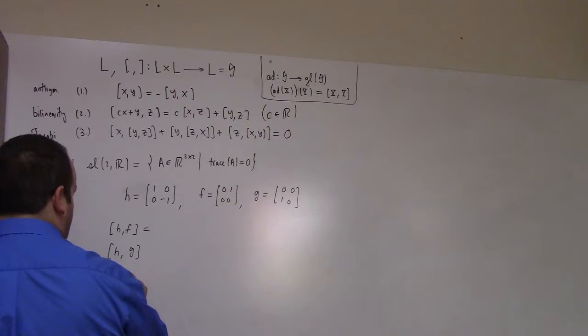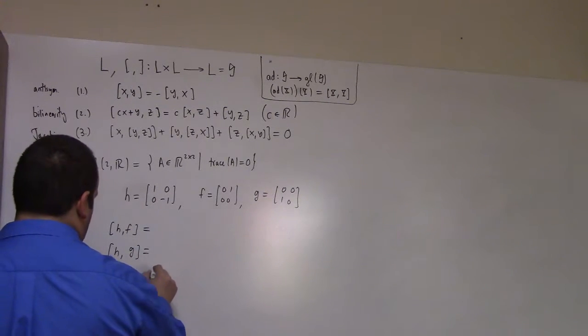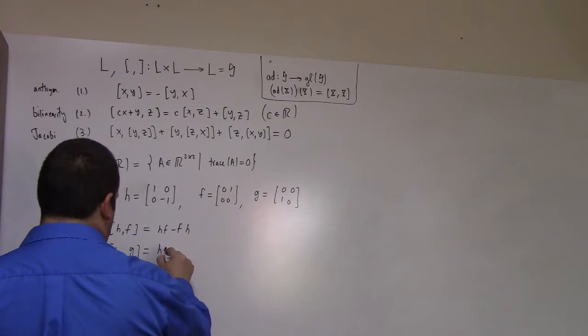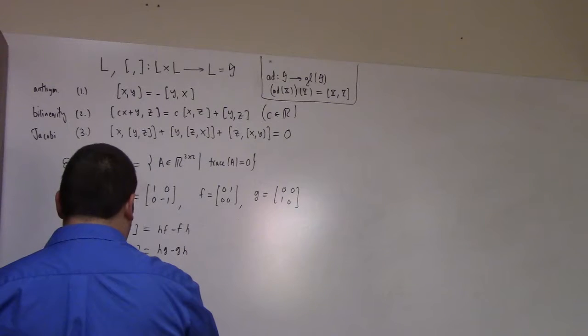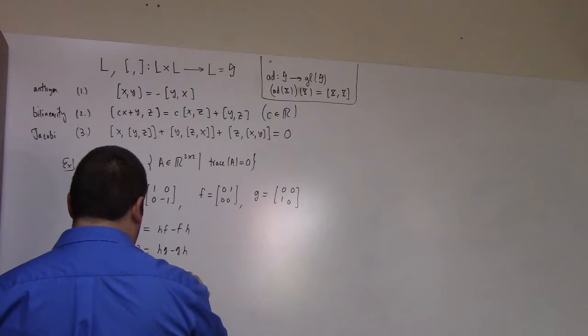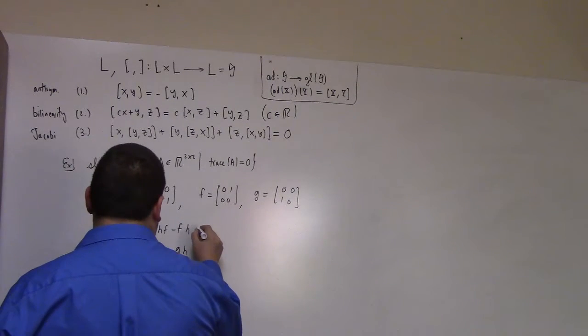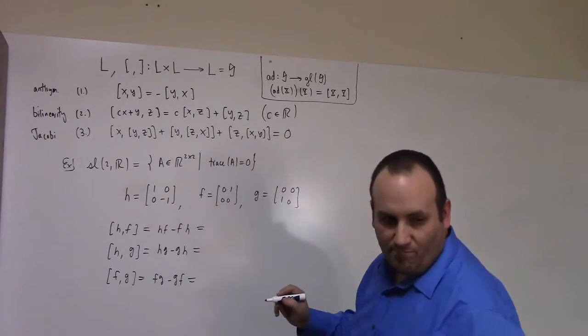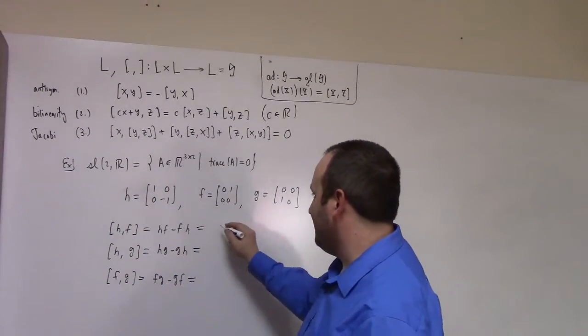So we've got to compute these brackets. There's 3 to consider, right? So we've got HF minus FH, we've got HG minus GH, and we've got FG minus GF. Now, I'm going to do the top one. Daniel, you do the second one. Bradley, you do the third one. Okay? And then we'll collect our results.